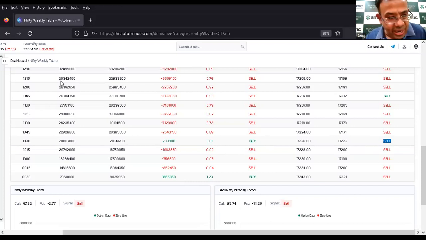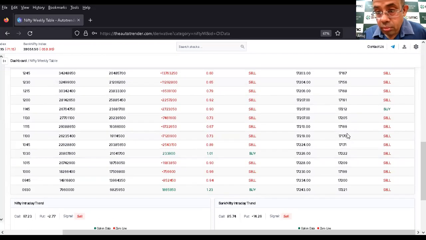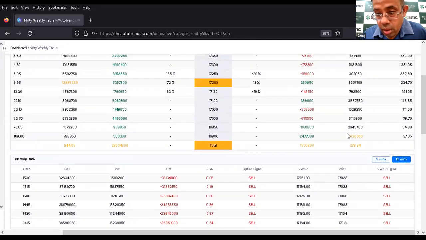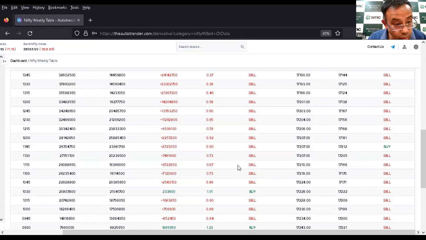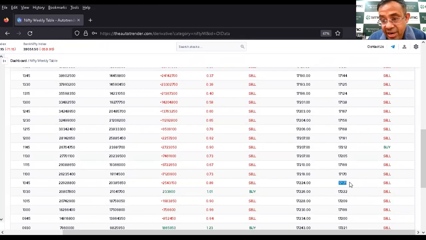So this is one thing you should make very clear. By the time 10:45 comes, your PCR drops to 0.89. That is a very good sign, and it is a sell. So you are now ready to take your decisions. So what all decisions? You see a price of 17,171.